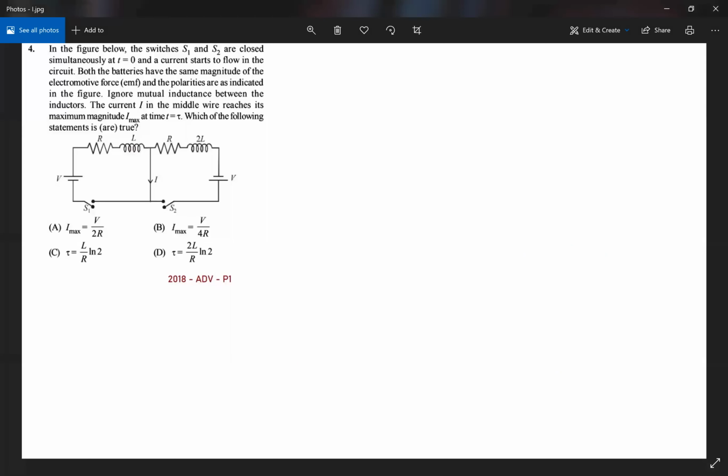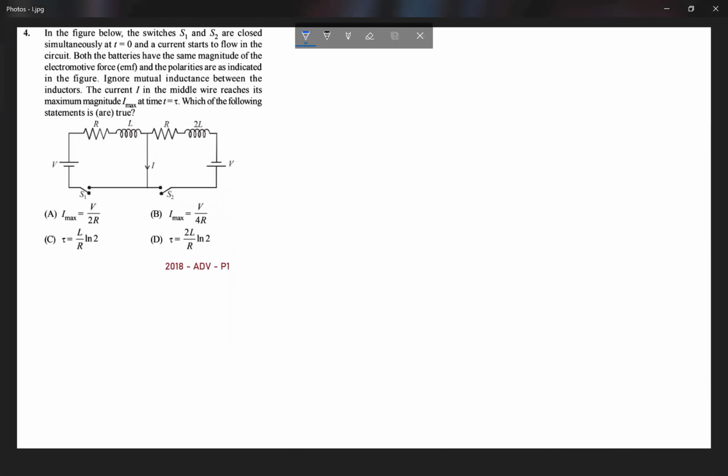The next question is about LR circuits. There are 2 circuits over here with 2 batteries and an independent connection in the middle. If you close both of these switches, like the question says, you will have a current flowing in this direction as well as a current flowing in the opposite direction. So in the middle part of the circuit, the current on the left flows down, whereas the current on the right is flowing up.